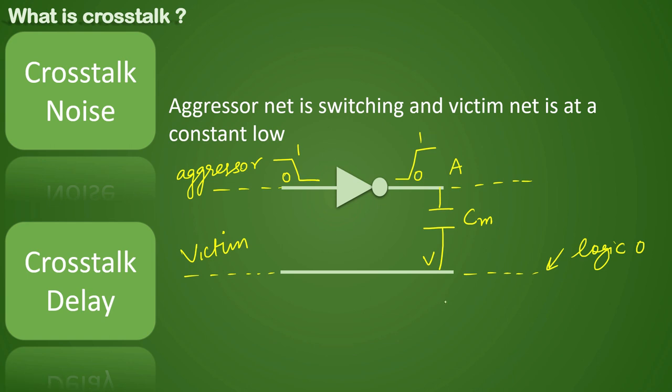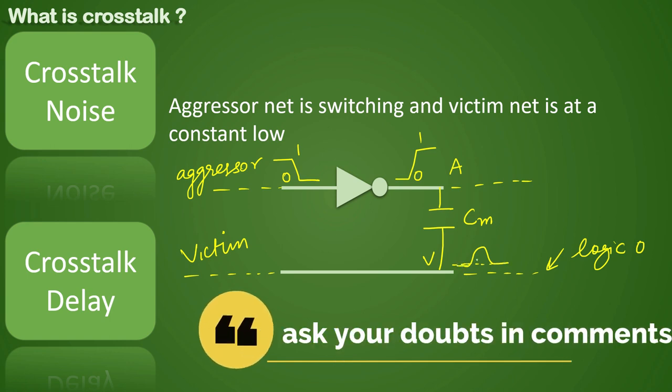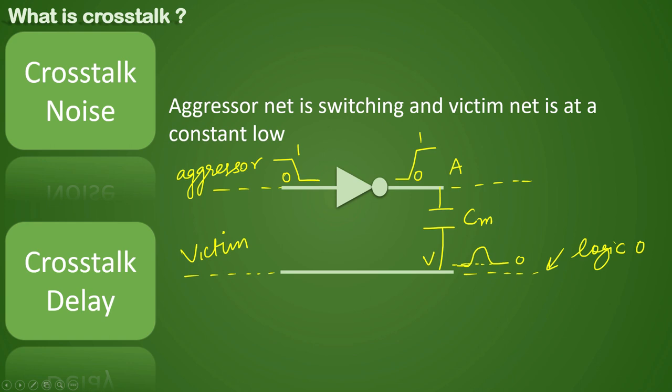Because of this, your victim net also will be switching, and it will not remain at a logic 0 level. Because of this mutual capacitance developing between node A and V, there will be a voltage bump that will be observed in the logic 0 level. So this is your noise, or a glitch, occurring in the logic 0 net. This is called glitch or crosstalk noise.